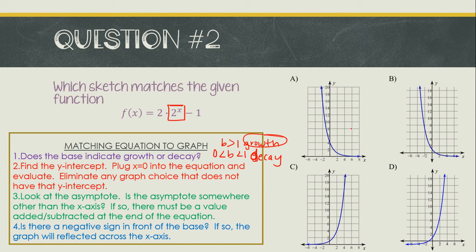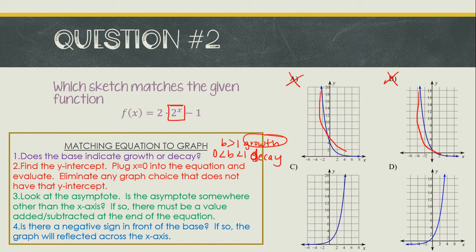So if I look at my answer choices, I see here that in A and B, these are both falling. Okay, see how they're falling? So these are both decay. So I would eliminate both of those answer choices. And now I know I'm just looking at the difference between C and D because these both indicate growth. I'm rising from left to right.